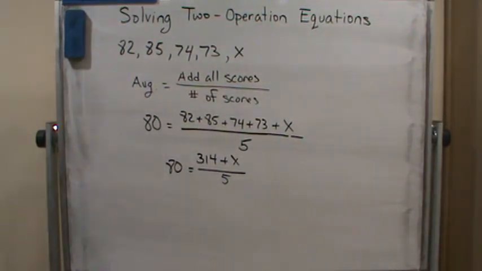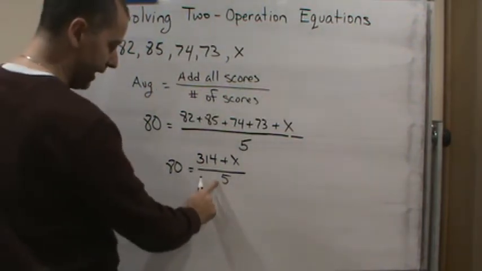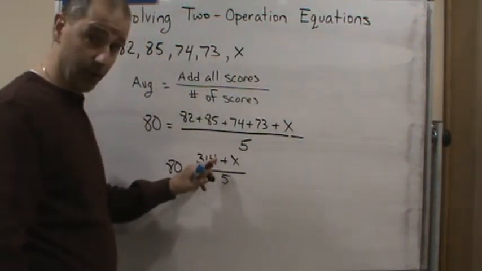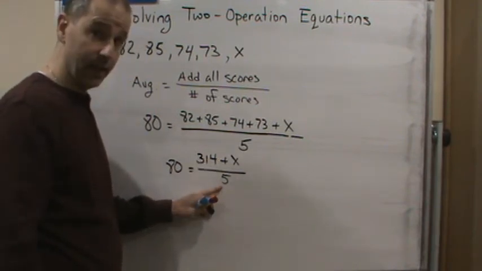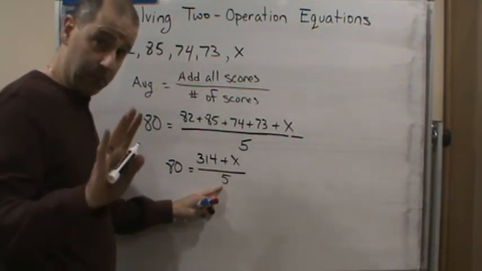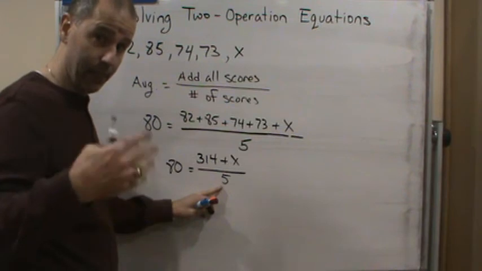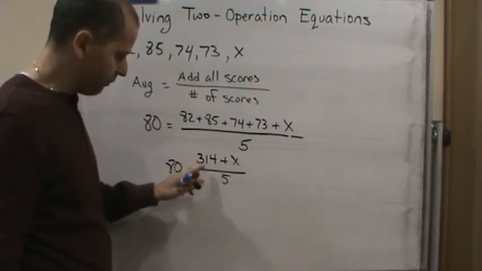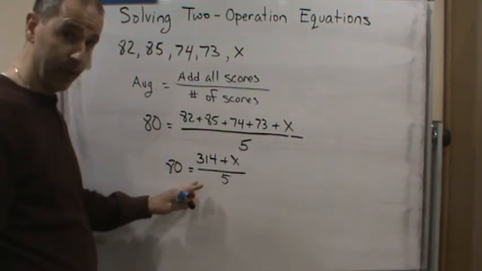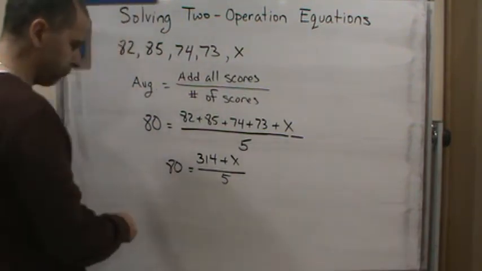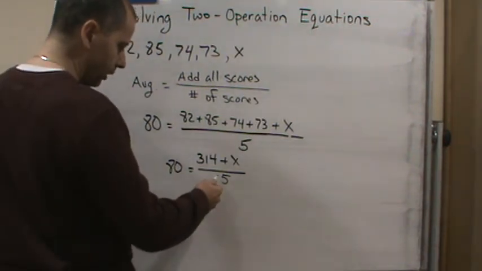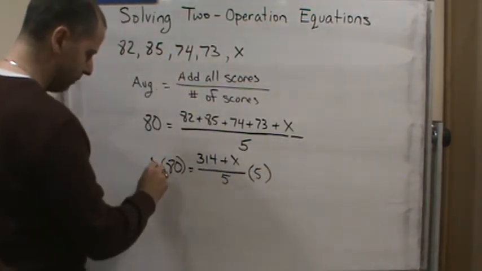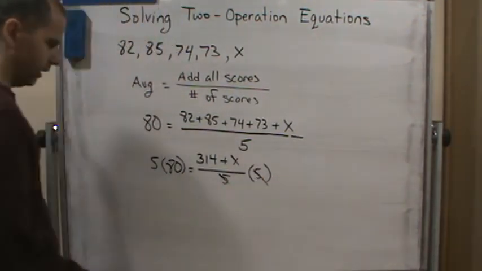So now, let's multiply both sides by 5, since I'm dividing by 5. In this case, I don't want to deal with the addition first. I want to deal with the multiplication first. The rule that I said earlier doesn't always have to be applied. In this situation, I wouldn't want to try to add or subtract 314 from both sides, because it would make things more complicated. So I'm going to multiply both sides by 5 to get rid of that 5, and that's going to give me 1 here.